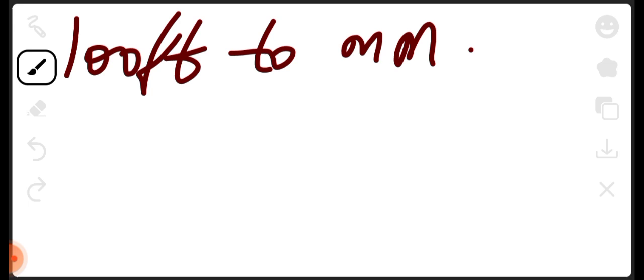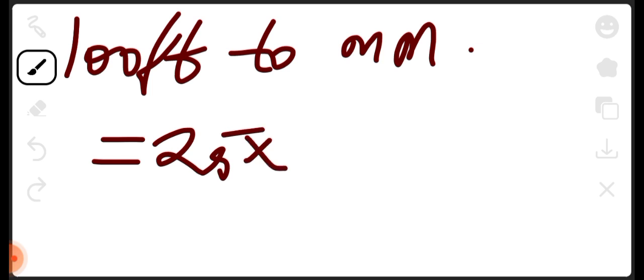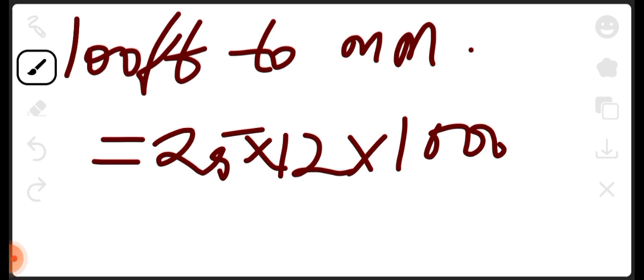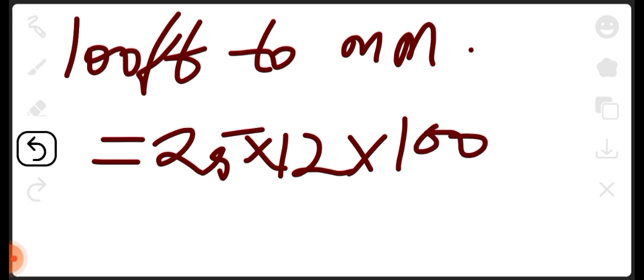We can do it this way: we just multiply by 25 and 12. Remember the relationship between millimeters and foot we did before was 25 and 12. But I don't want to do it that way. I want to do it gently. The answer will become 25 times 12 times 100, which gives the value in millimeters. Then I'll divide that by 1000 to bring it to meters. But I don't want to do it that way.